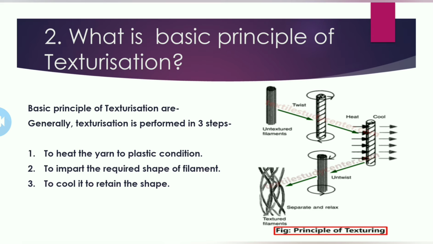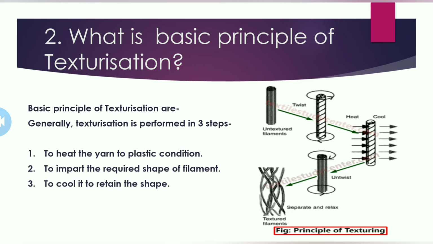My second question is, what is the basic principle of texturation? Generally texturation is performed in 3 steps. The first step is to heat the yarn to a plastic condition. The second step is to impart the required shape to the filament, and the third step is to cool it to retain the shape. We can see a picture of the principle of texturation, where the 3 steps of the texturation process are shown.